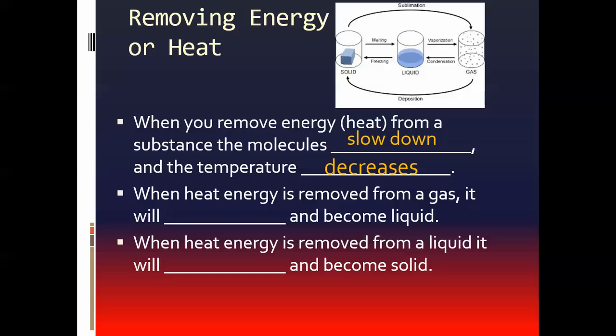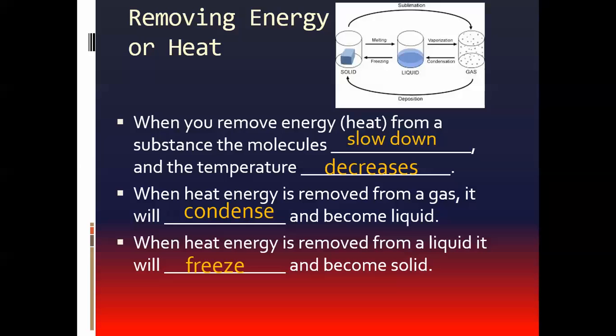If you remove heat energy, the opposite happens. Obviously, the molecules are going to start to slow down and the temperature is going to decrease. When heat energy is removed from a gas, it's going to condense and become a liquid, so that's the phase change. You guys are familiar with condensation from cloud formation. The water vapor in the air cools and turns back into liquid as clouds are formed. And if you continue to remove heat energy from a liquid, it will freeze and become a solid. You guys watched that happen with the lauric acid in the lab we did last week.